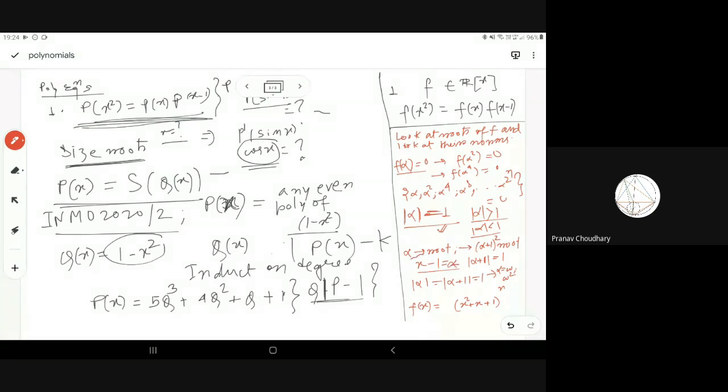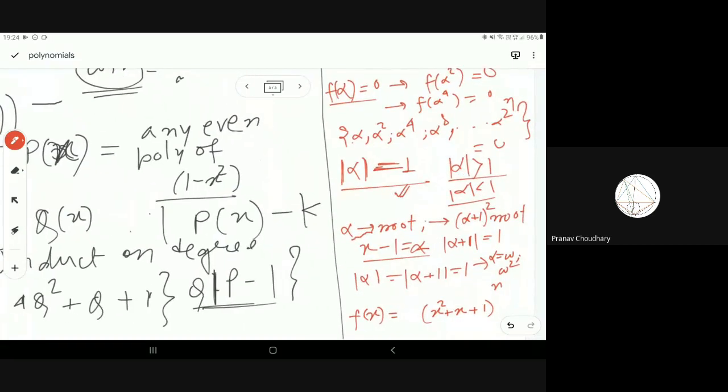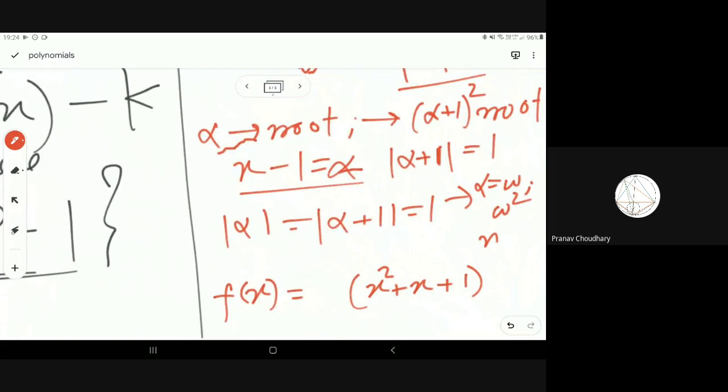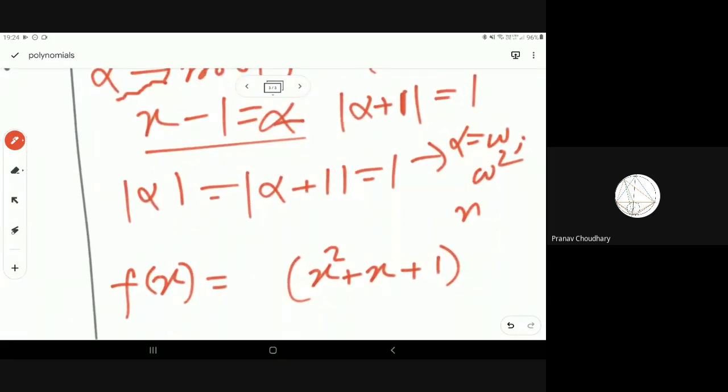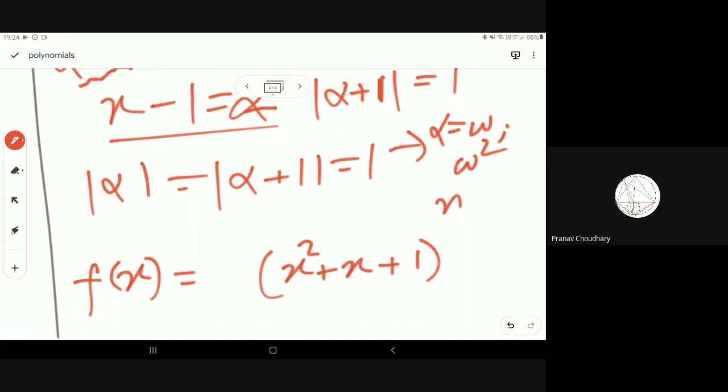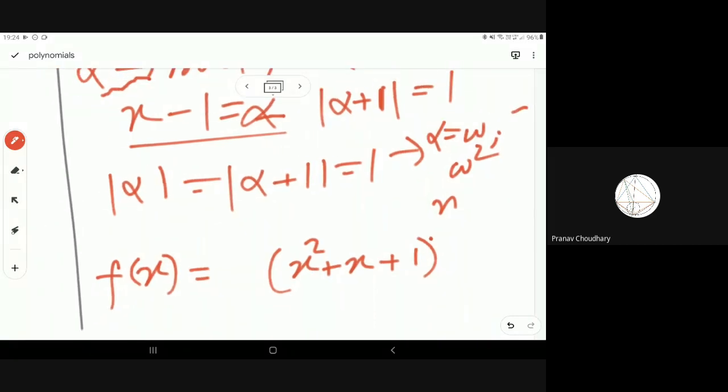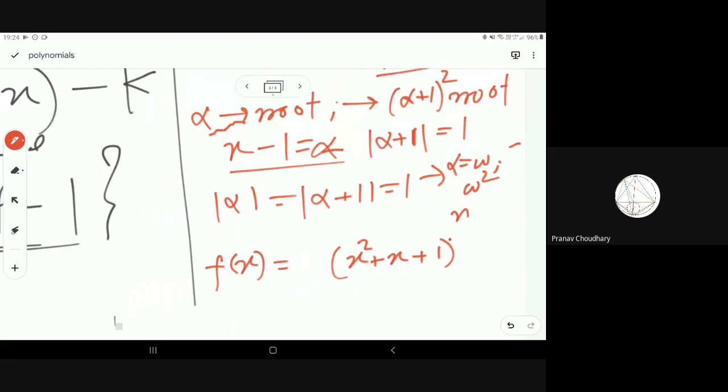How did you finish after finding that alpha equals omega or omega squared? It's easy to finish from here, to be honest. You can figure out the details for yourself. The only possible roots are omega and omega squared, and you can work it out yourself. The important part is what we did.